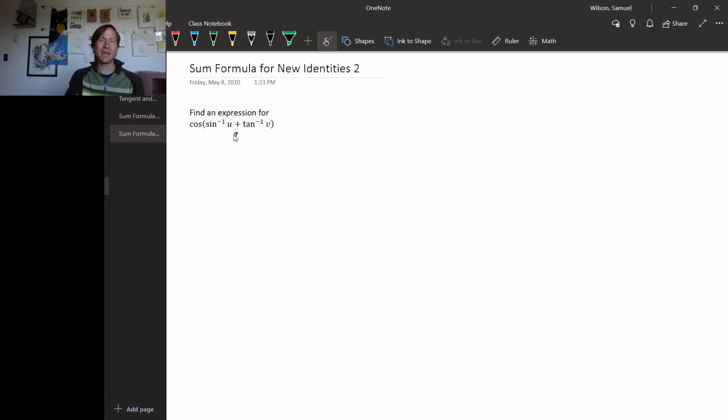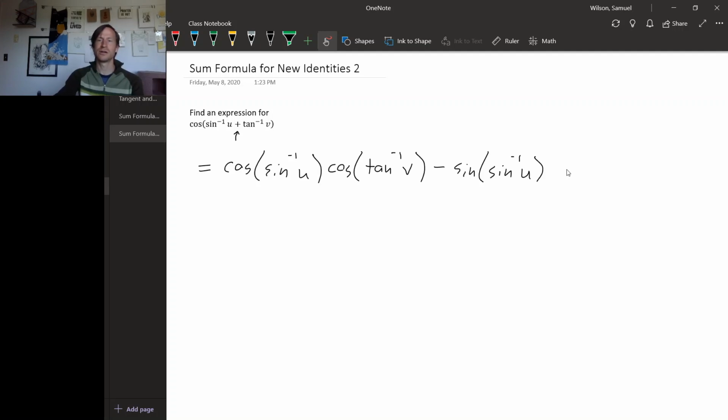Well, to start out with, we have a sum inside of our trig function, so let's use the sum formula for cosine. We get cosine of inverse sine of u, so cosine of the first one, times cosine of the second one, so cosine of inverse tangent of v, minus sine of the first one, so sine of inverse sine of u, times sine of the second one, so sine of inverse tangent of v. Okay.